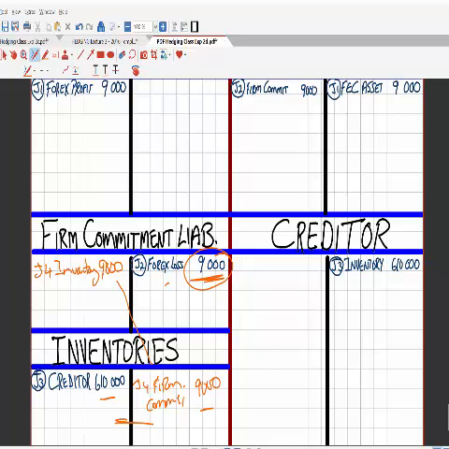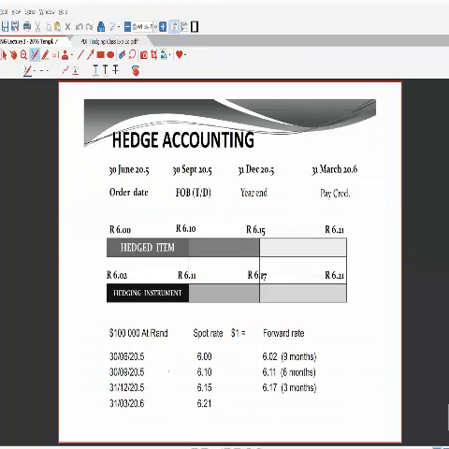Now all that we have to do is go through the motions. I'll do it for you once more until the end of December. The rest you can go and look at the journals yourself. The next step is now at year end. So there's your year end, 31 December 20.5, and we have to now calculate the movement between transaction date and year end.